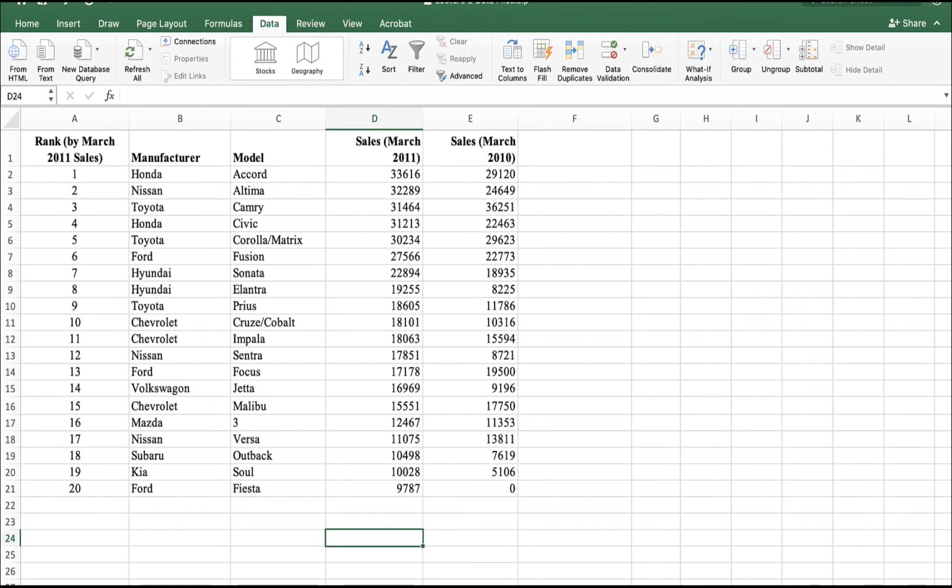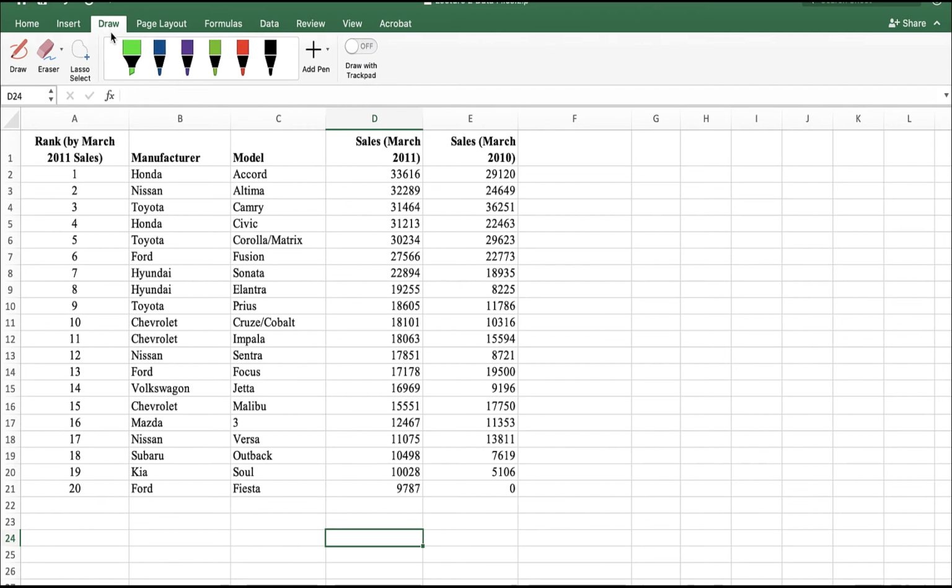So what is it that we're looking at right here? We're looking at car sales for 2011, the top 20 cars. We've got the manufacturer, the model, and these are the sales, and you can see that they're sorted by 2011. Sales at March 2011 of Honda Accords were 33,616. For Nissan Altima, 32,289, and they go all the way down to the Ford Fiesta in 20th place. They sold 9,787 cars. We also have the car sales for the same point in time for the previous year.